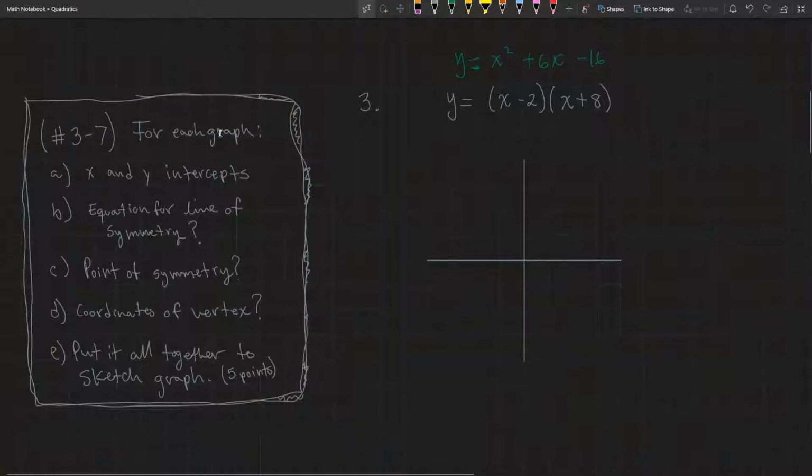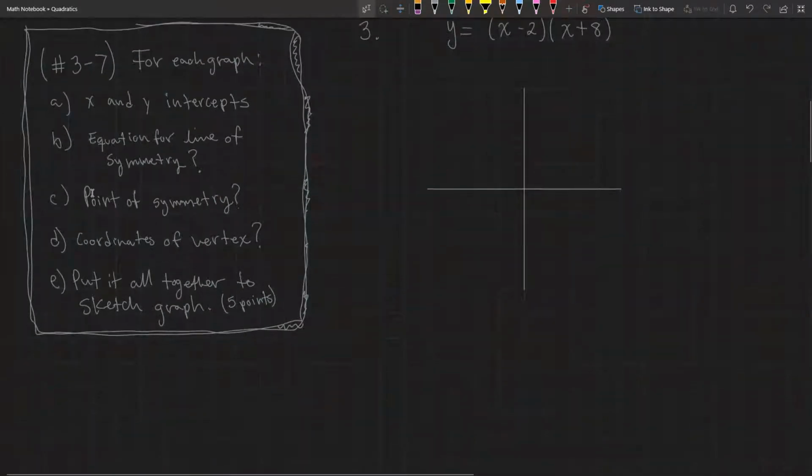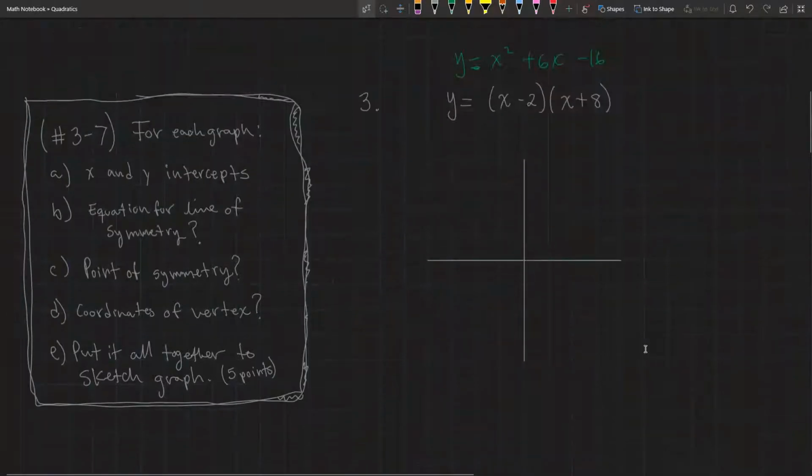Okay, and then for each graph of these, we have three numbers, 3 through 7. We're going to do a few things. X and Y intercepts. Hopefully we already know how to solve for those and label on this graph. Next thing we will be able to label is the equation for the line of symmetry. We talked about point of symmetry. We will figure out where that's missing, coordinates of the vertex, and use all that information to make an accurate sketch of a graph with 5 points labeled. So let's get started.